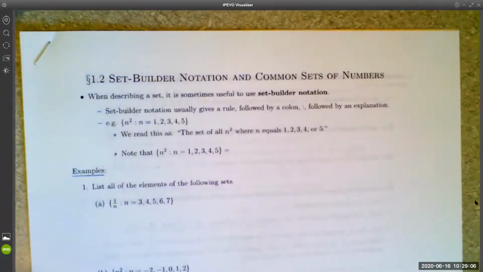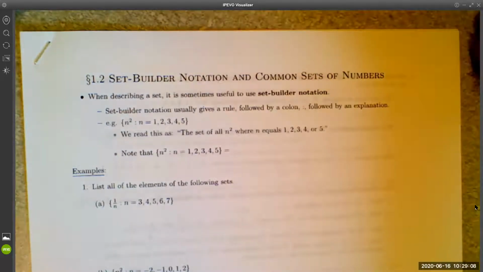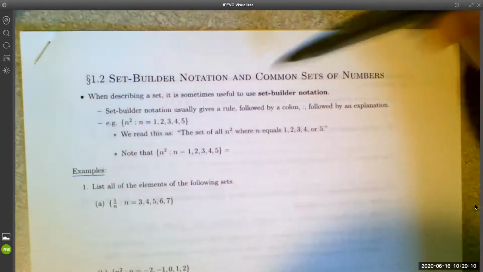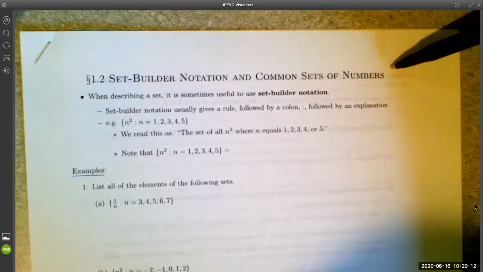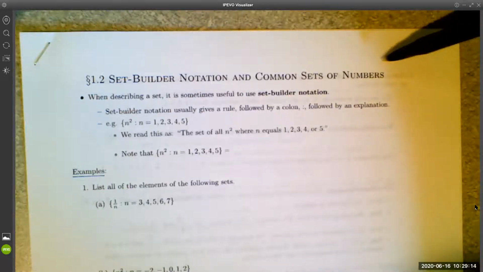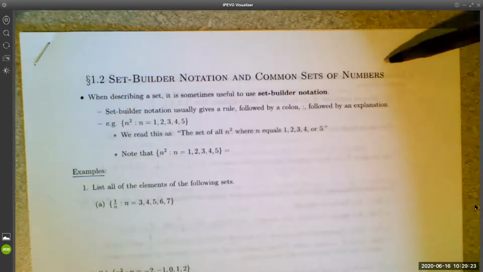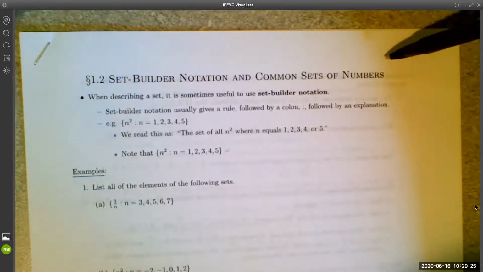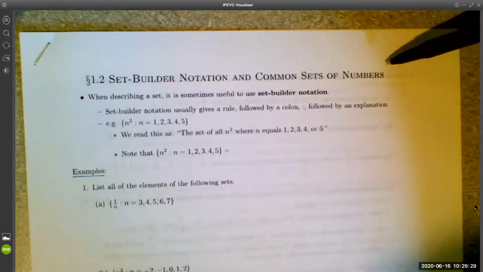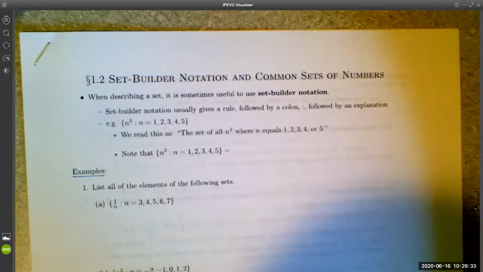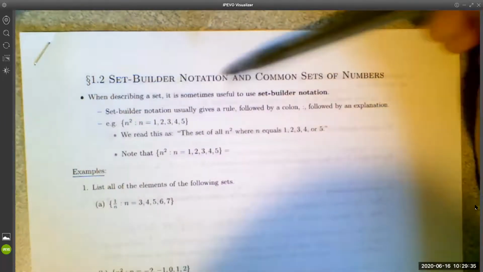In 1.2, we're going to talk about set builder notation and then some common sets of numbers. So sets that we talk about often, like the set of real numbers, the set of integers, the set of natural numbers, and so forth. We're going to define those common sets of numbers, and it's going to be important for you to memorize what those common sets of numbers are, because they're going to come up again over and over and over again throughout the course. So let's talk about set builder notation first.